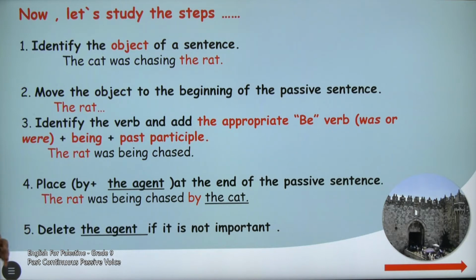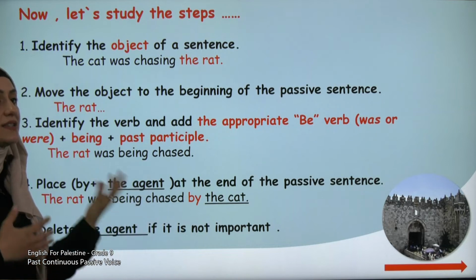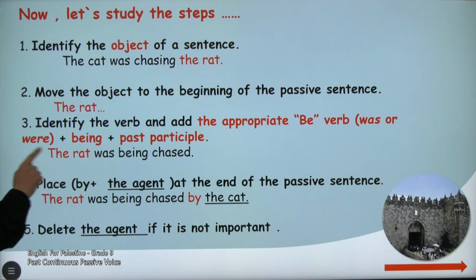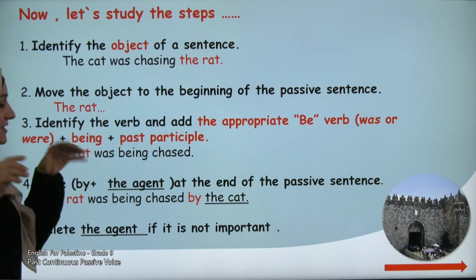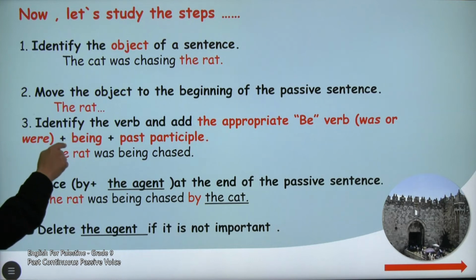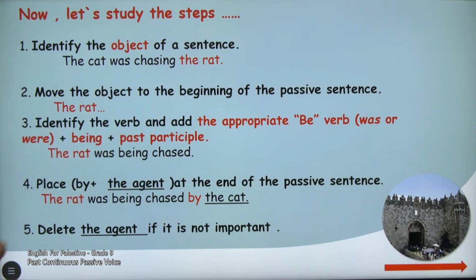How can I choose whether to use was or were? It depends on the object that comes first. If the object is singular, use was. If the object is plural, then you need to use were. And then you should put being plus the past participle of the verb, or what we say the verb 3. Okay, so it becomes the rat was being, and the verb 3 from the verb chase is chased.